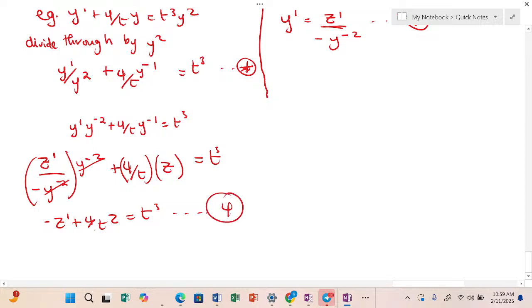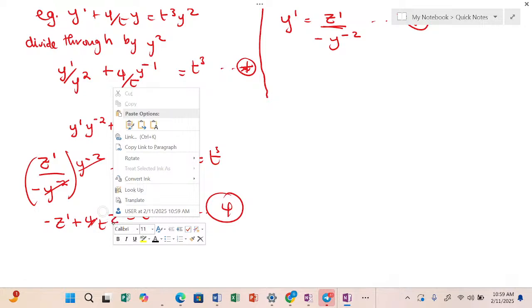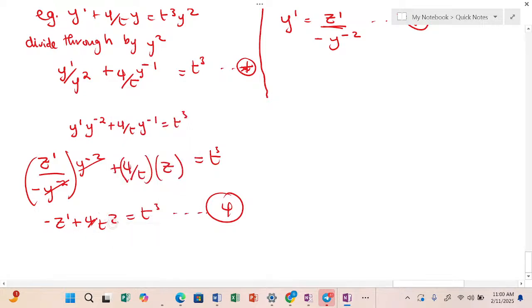But you can clearly see that this equation is a first order differential equation, that is z prime, and you can see that it is linear. This equation is linear because the power of the dependent variable is 1. So it's now a linear differential equation. We have graduated to the point where we can use the integrating factors.